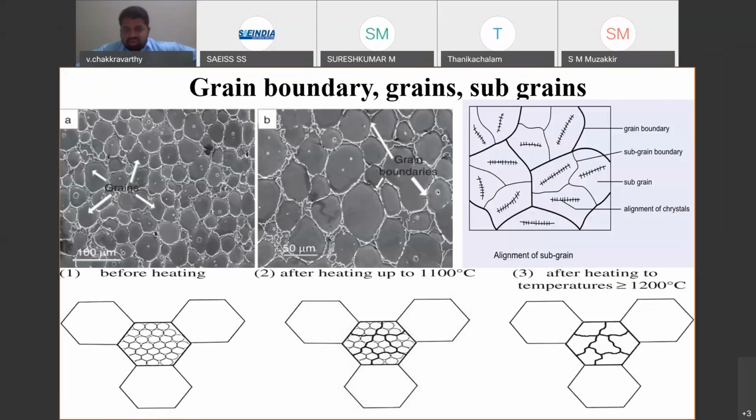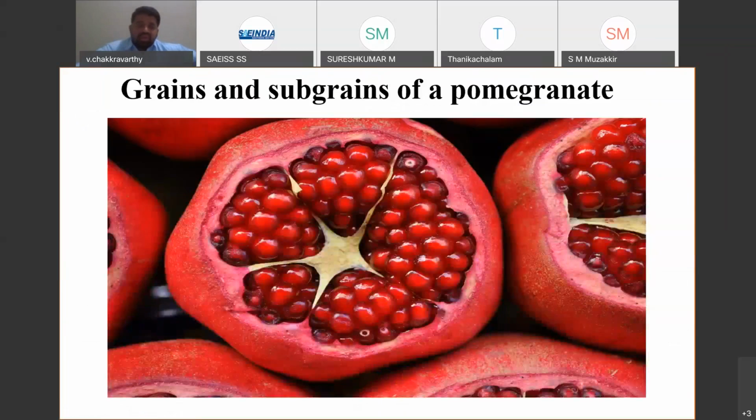Okay, it could be easily represented by means of this pomegranate. In a pomegranate, just imagine that the outer area is nothing but the grain boundary. Okay, so the outer skin is called the grain boundary.